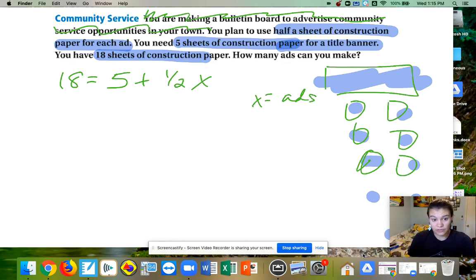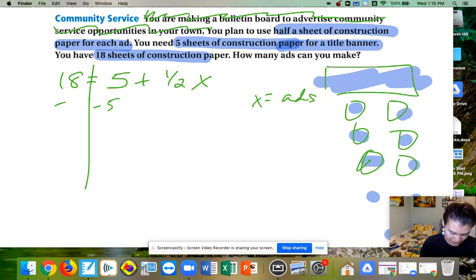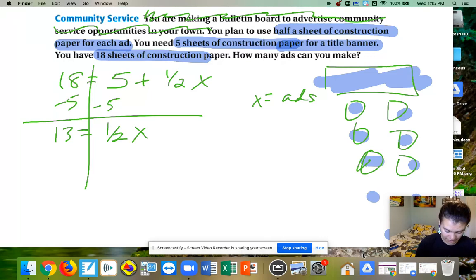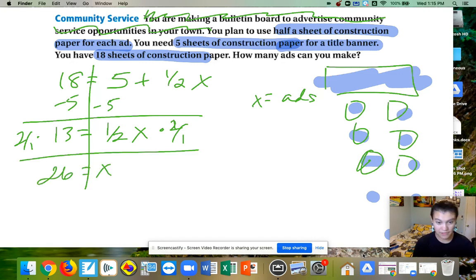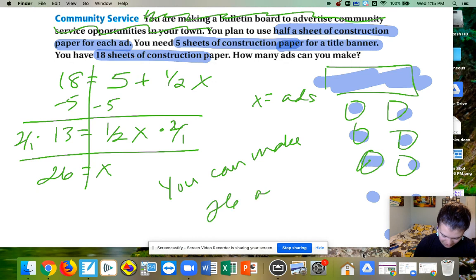Now we just need to solve and figure out what x equals. So we can draw our line, subtract 5 from both sides, get 13 equals 1/2 x. To get rid of that fraction, we're going to multiply by 2/1. You'll get 26 equals x. And then make sure at the end to say what that means. So this means you can make 26 ads.